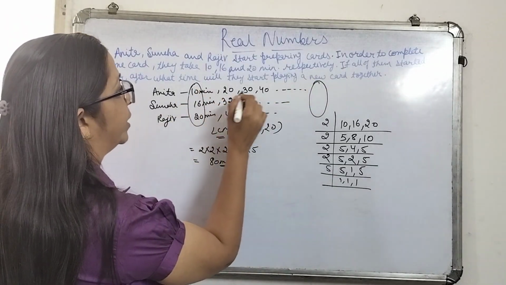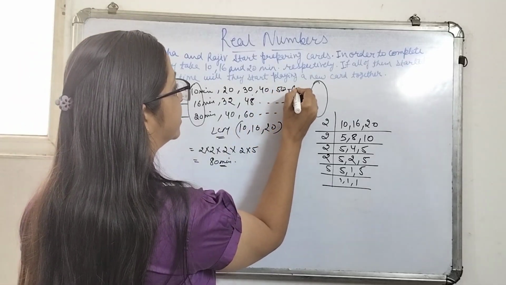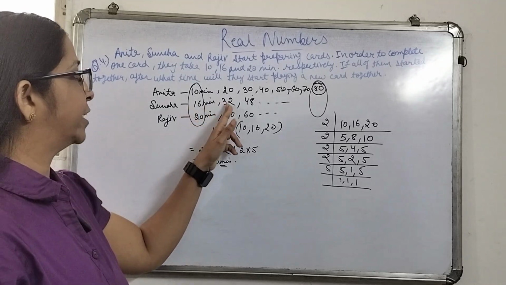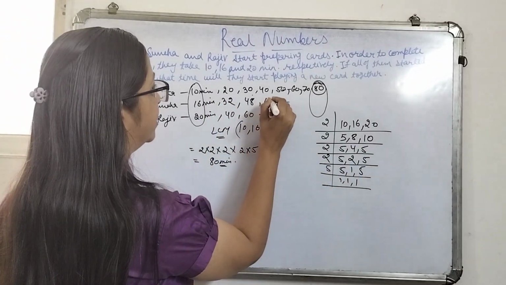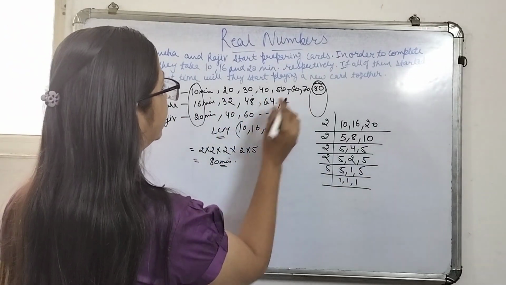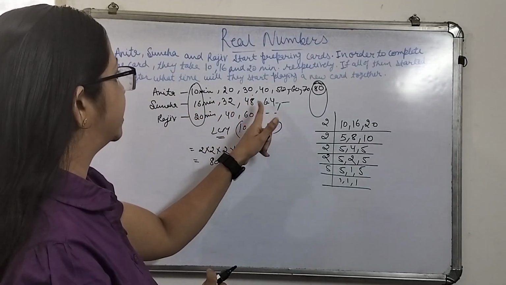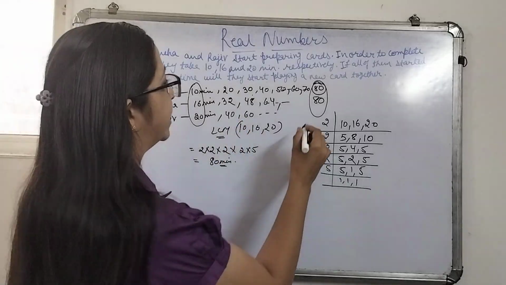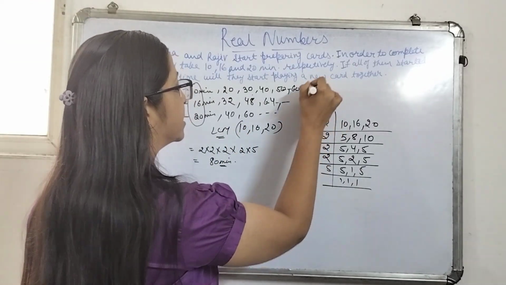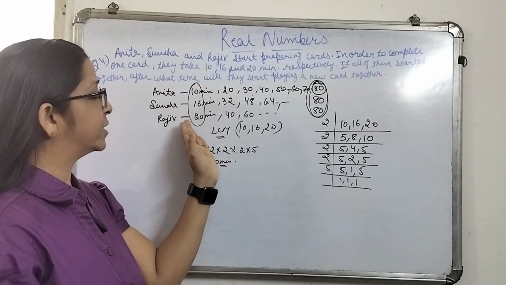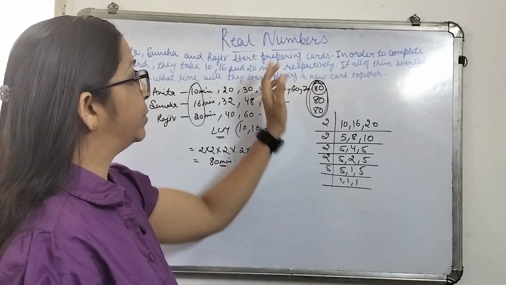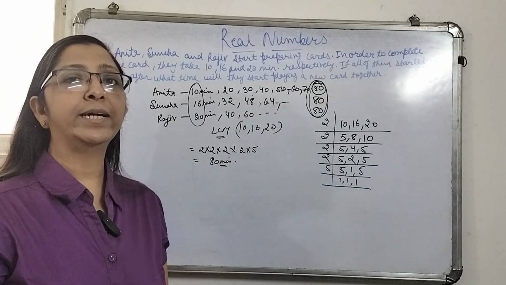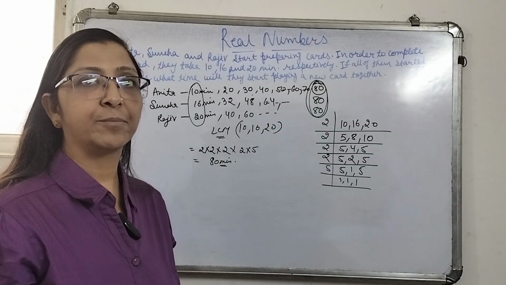Now let's see. 10, 20, 30, 40, 50, 60, 70, 80. 16, 32, 48, 64, 80. 20, 40, 60 and then 80. That means this is the common multiple of all these three numbers, and after this much time they will start playing together. So in these types of questions we need to find the LCM of the given numbers.